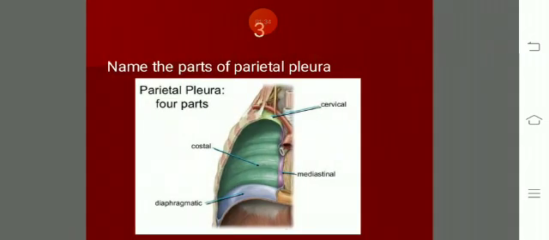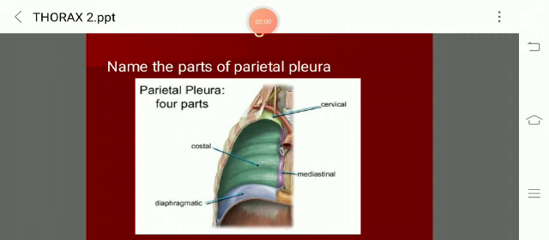Name the parts of parietal pleura. Very easy. What is it? The parietal pleura, based upon the position, is divided into cervical pleura, costal pleura, diaphragmatic pleura and mediastinal pleura. So remember, this cervical pleura covers the apex, very close to the apex of the lung. This costal pleura is very close to the intercostal spaces, close to the mediastinum we have the mediastinal pleura. Lower part you find the diaphragmatic pleura.